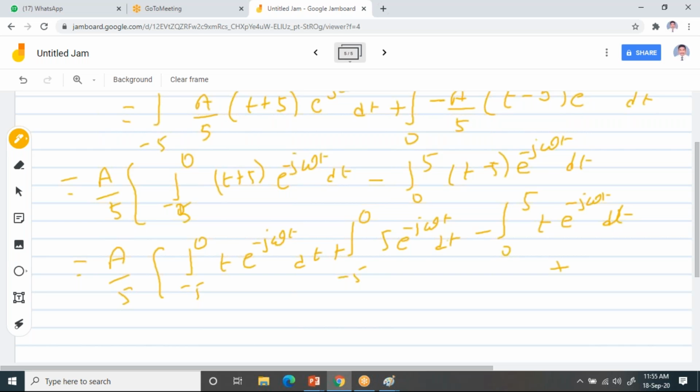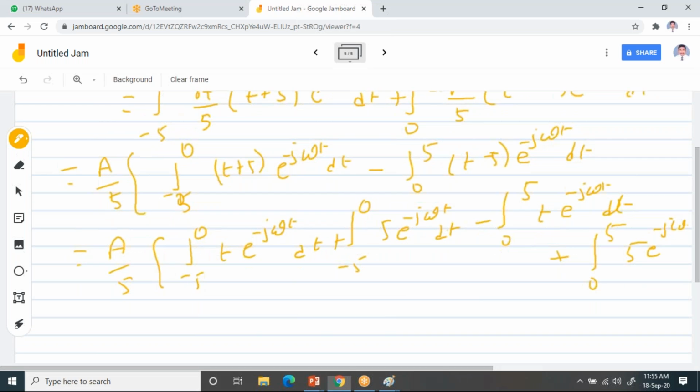Then minus into minus becomes plus. So I can write integral 0 to 5 e power minus j omega t dt. Now observe this. For all these terms, it is multiplied. This a by 5 is multiplied for all the terms.